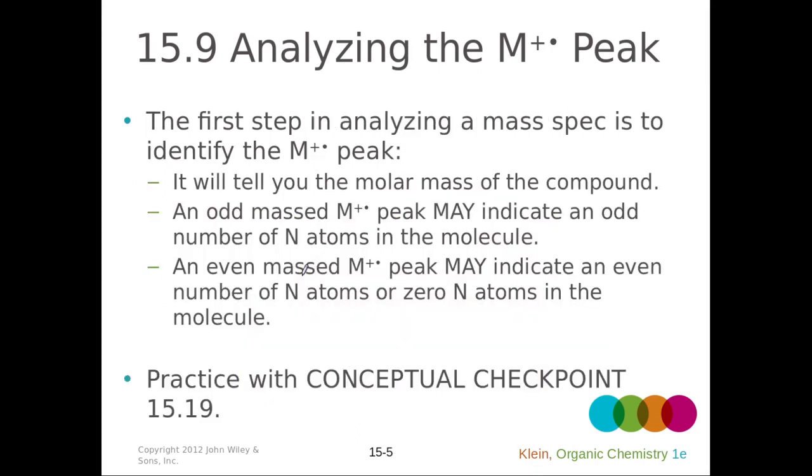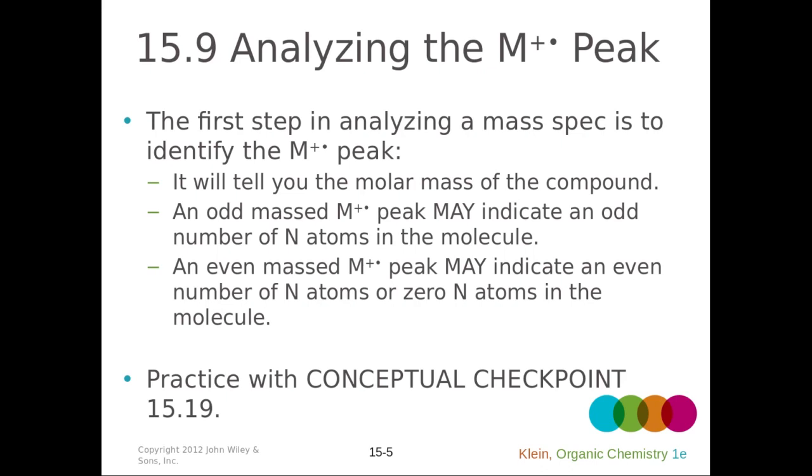So the first step in analyzing a mass spectrum is to try to identify the molecular ion peak. And that's not always easy, because if the molecular ion peak is the result of a highly fragmented molecule, it may not even be in the spectrum. And it will tell you exactly the molar mass of that compound.